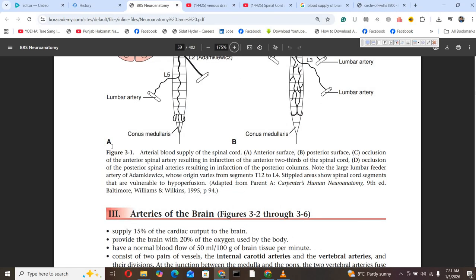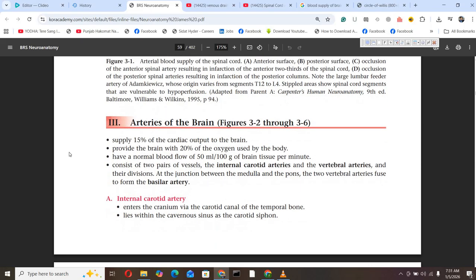Arteries of the brain. We have discussed 15% cardiac output to the brain, providing the brain with 20% of oxygen used by the body. So it is a major MCQ: what is the normal blood flow in the brain?